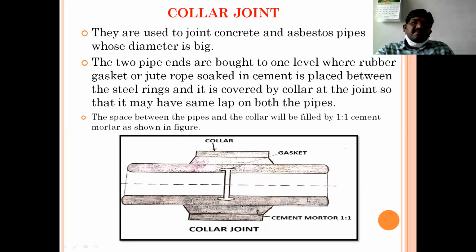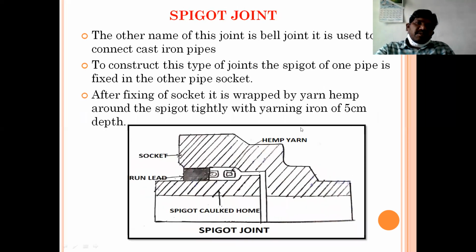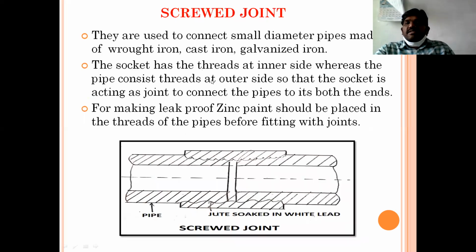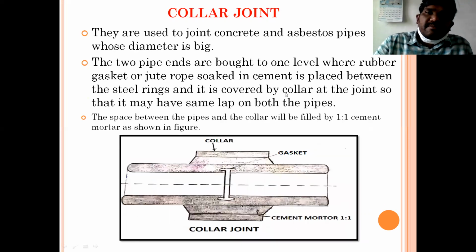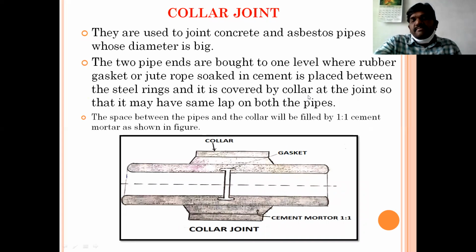Understand? This is about the collar joint. We have seen the spigot joint, which is good to join cast iron pipes, and the screw joint, to connect wrought iron, cast iron, and galvanized iron pipes. Collar joints are used to join pipes made of asbestos and concrete whose diameter is big.